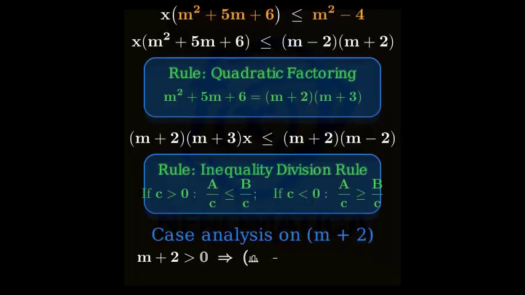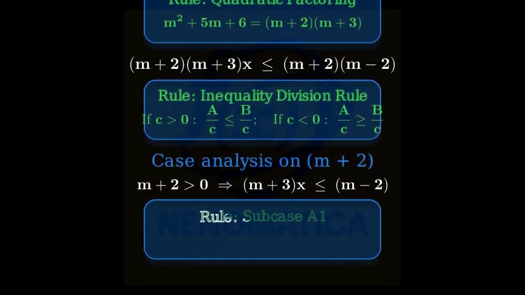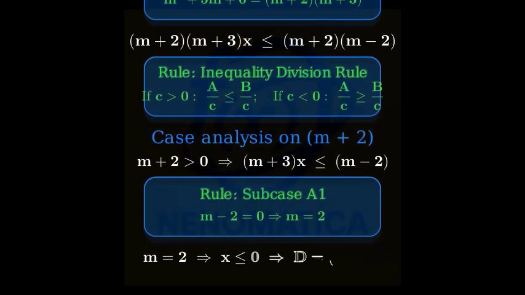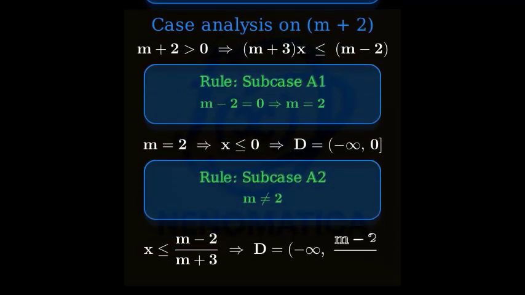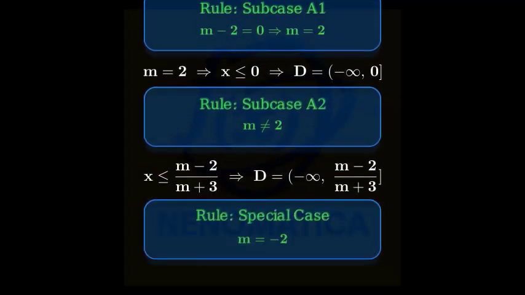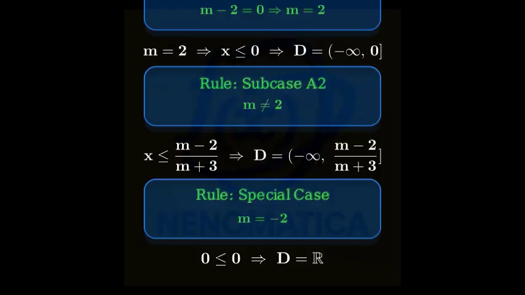Case A, m plus 2 greater than 0, that is m greater than negative 2. Divide both sides by the positive factor m plus 2. The direction of the inequality stays the same. Case B, m plus 2 equals 0, so m equals negative 2. Both sides of the inequality are 0, giving 0 less than or equal to 0. Therefore, every real x satisfies the inequality.